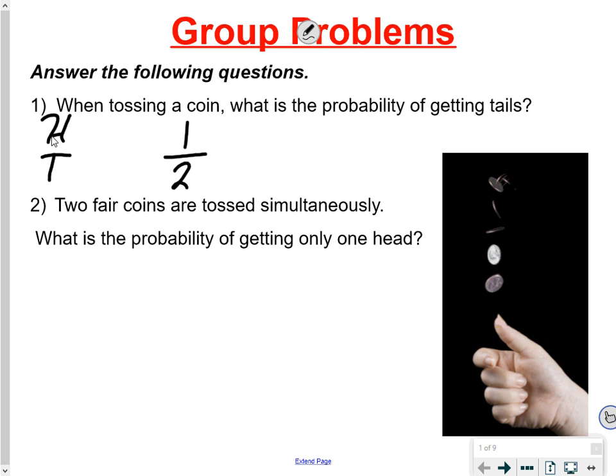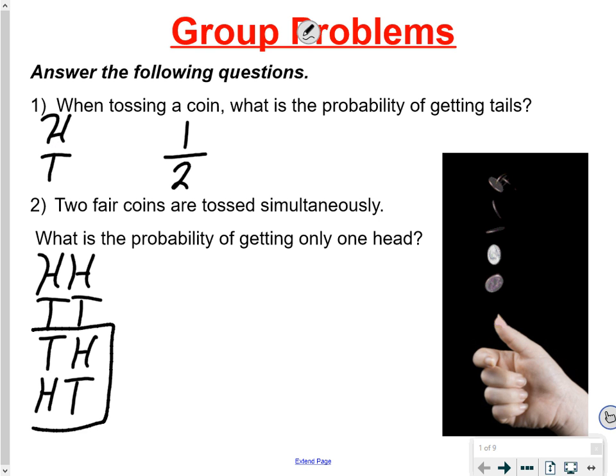When tossing two fair coins simultaneously, what is the probability of getting only one head? All right, we have a couple different outcomes here. If we toss two coins, they could both be heads. They could both be tails. The first coin could be tails, the second heads. The first coin could be heads, the second tails. So in terms of this scenario, we have two outcomes in which we would only get one head out of a total of four. That would be 1/2, 0.5, or 50%.